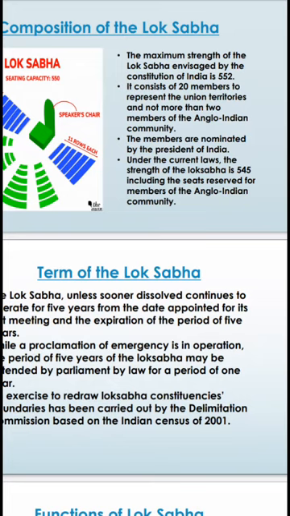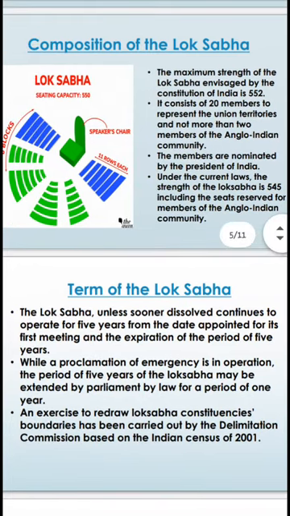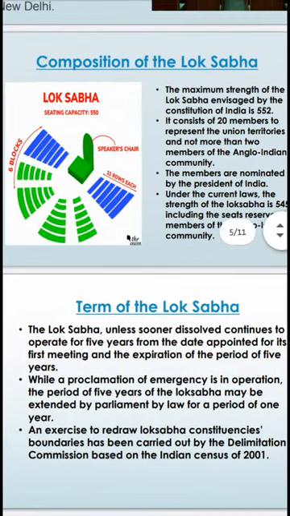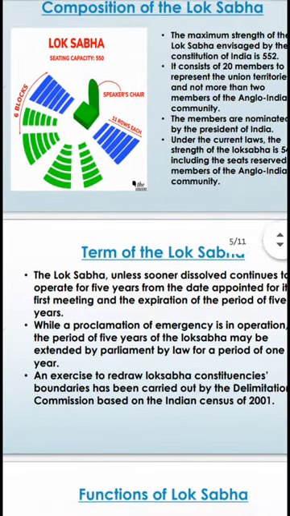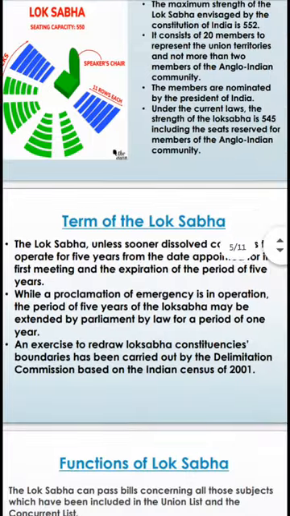It consists of 20 members to represent the Indian territories and not more than 2 members of the Anglo-Indian community. The members are nominated by the President of India. Under the current laws, the strength of the Lok Sabha is 545, including the seats reserved for members of the Anglo-Indian community. Now this slide is also over. This picture is very important. Your concept about the composition of the Lok Sabha will be clear if you study this picture very well.